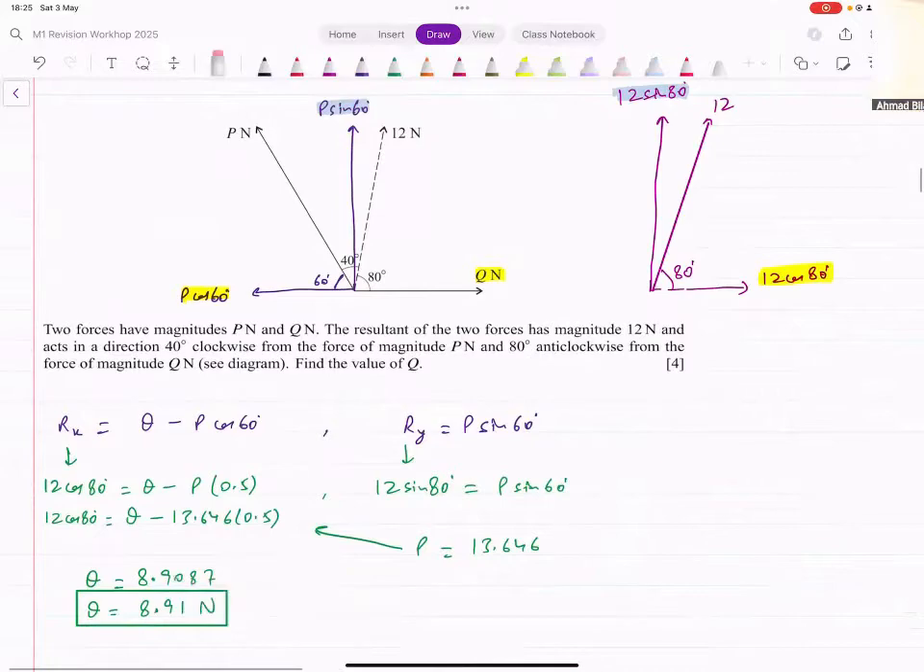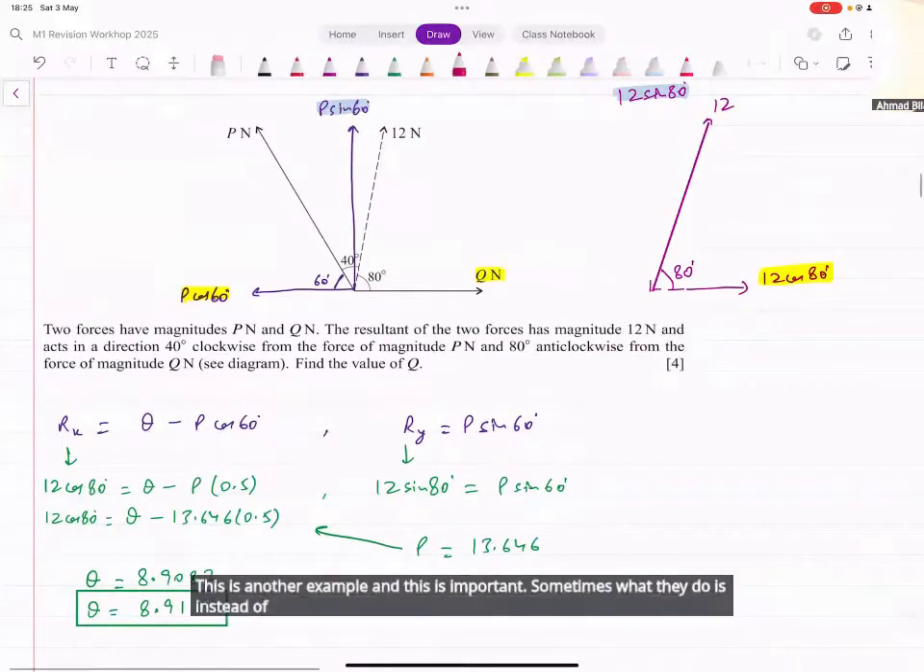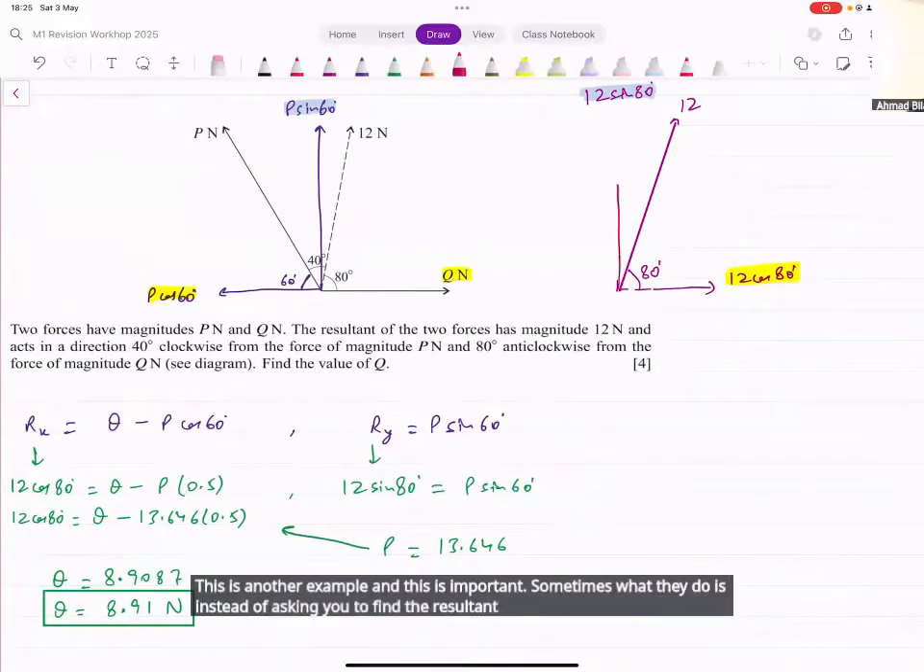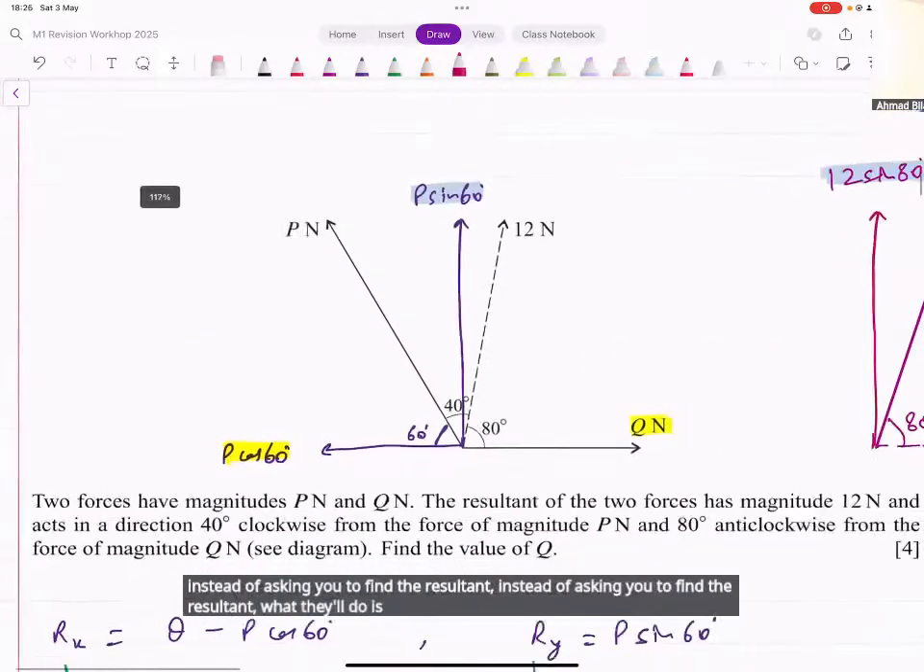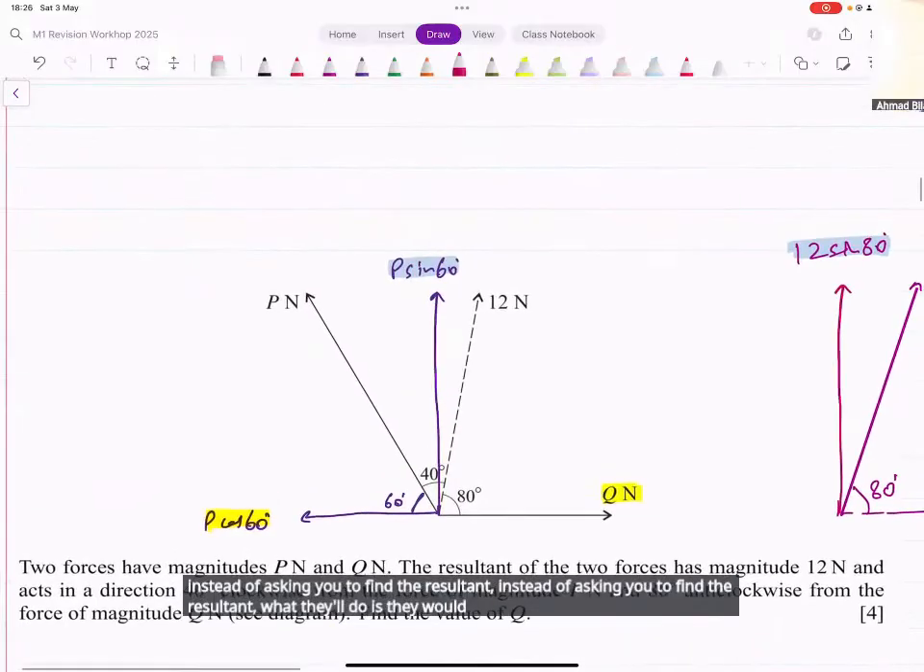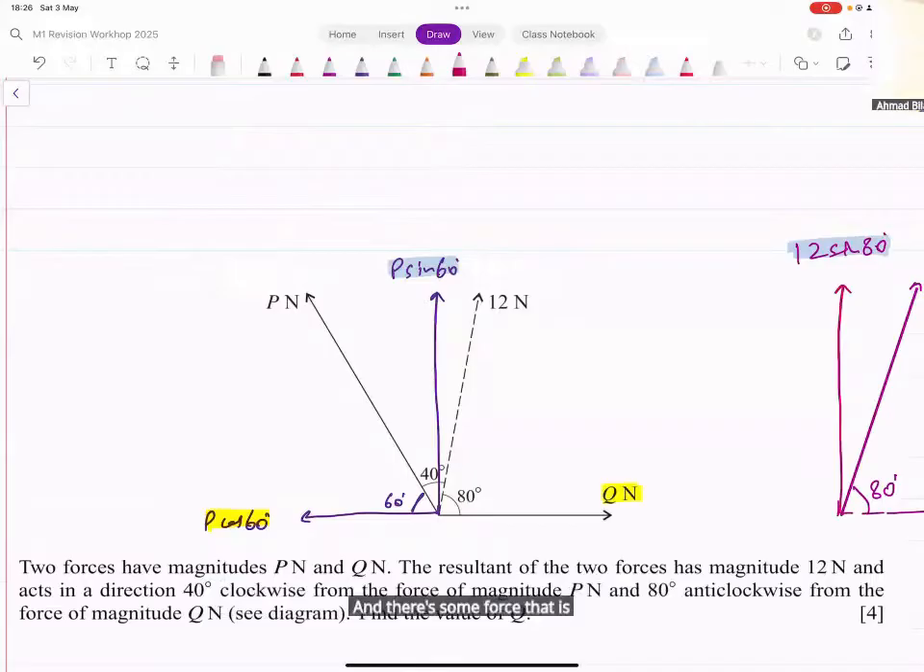This is another example. Now, this is important. Sometimes what they do is, instead of asking you to find the resultant, they would say the resultant is given. And there's some force that is missing in the original data. Let's have a look at this example.